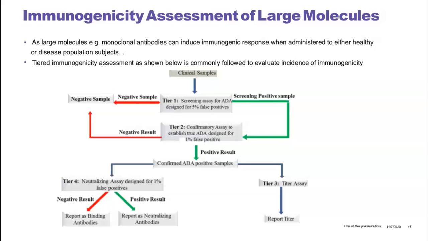Up to tier 3, that is tier 1, tier 2, tier 3, these are common assay methods and procedures for the preclinical samples. But in case of clinical samples, they go one more step. They go with tier 4, called the NAB assays, neutralizing antibody assays. This is also mainly meant for 1% false positives. If they find positive in the NAB assays, they report this as neutralizing antibodies, and if it is negative, they report it as non-neutralizing antibodies. So this is the complete screening picture of immunogenicity in preclinical and clinical samples. This is the additional thing which is not there for small molecules.